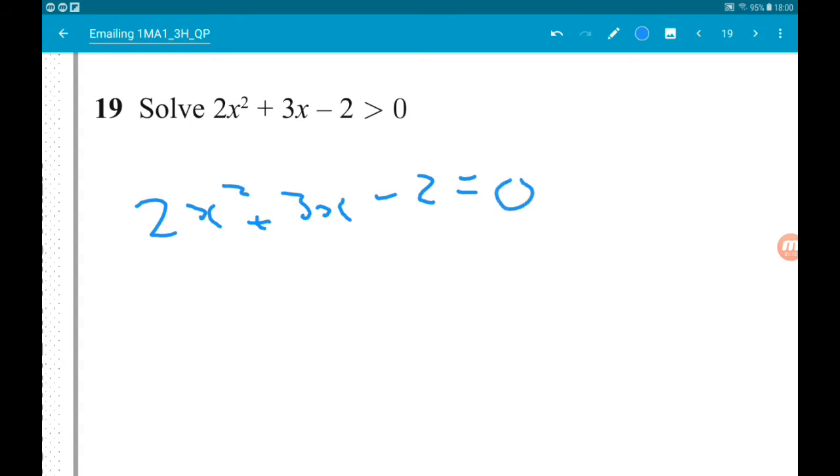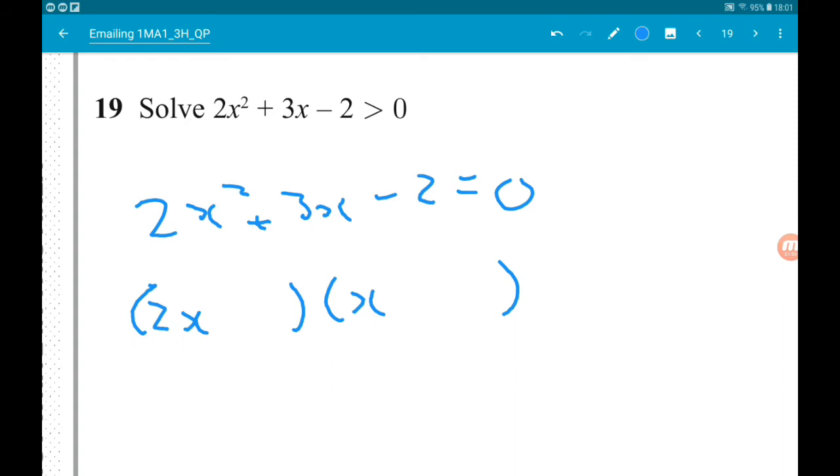Now the nicest way to solve this would be to factorise. So given we got a 2x squared, one of the brackets needs a 2x. Now our two numbers need to multiply to minus 2. There aren't many numbers that multiply together to give us 2, it's just 1 and 2. So, given that we have a minus 2, one number is going to be positive, one is going to be negative.